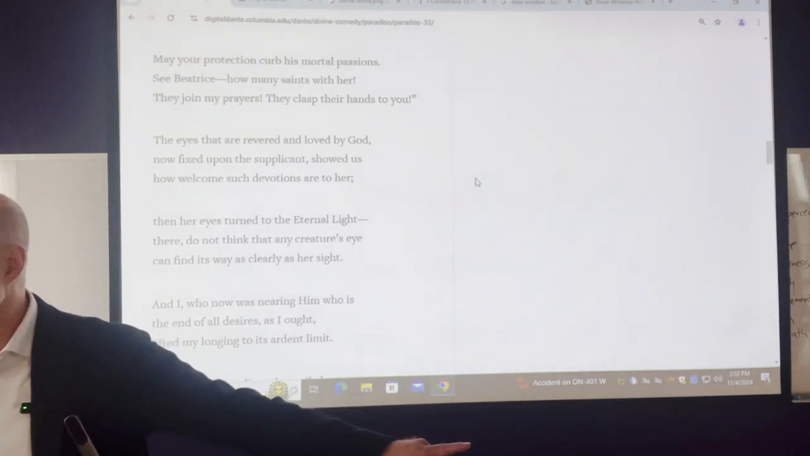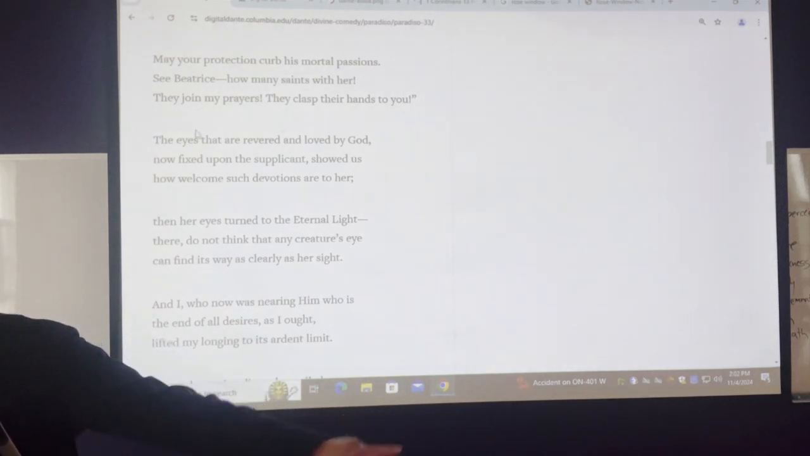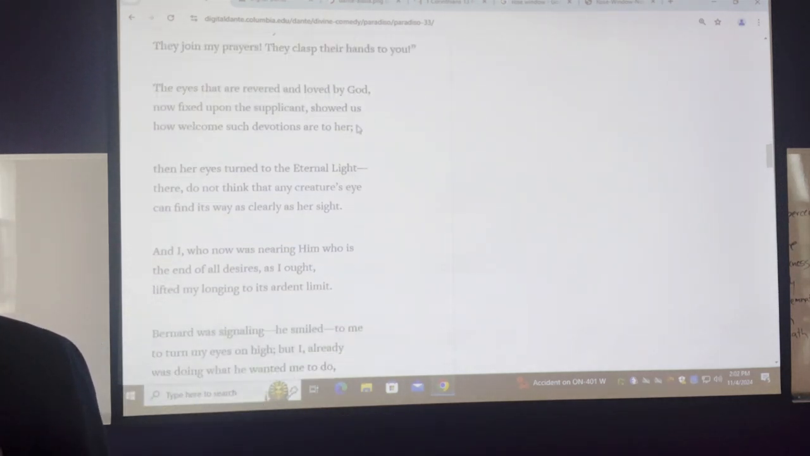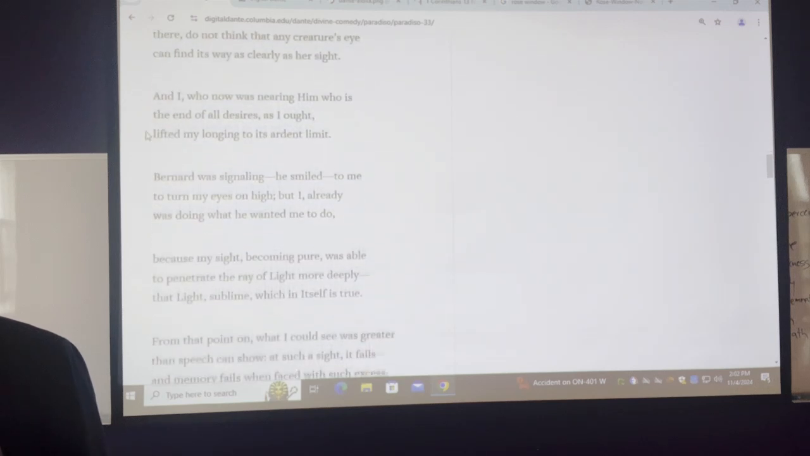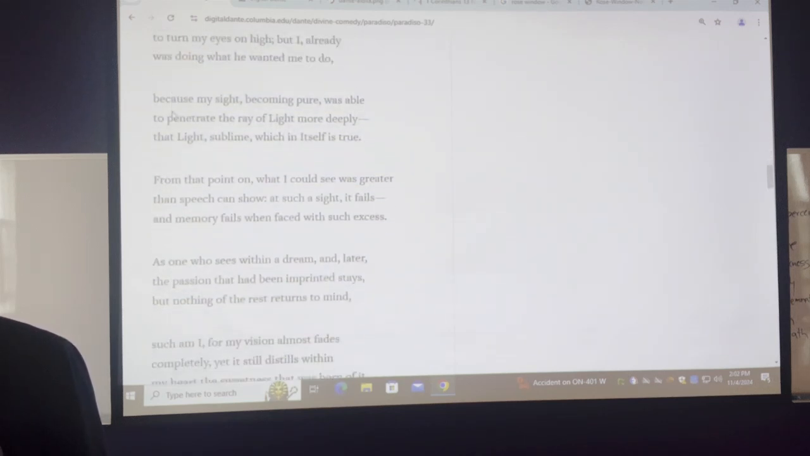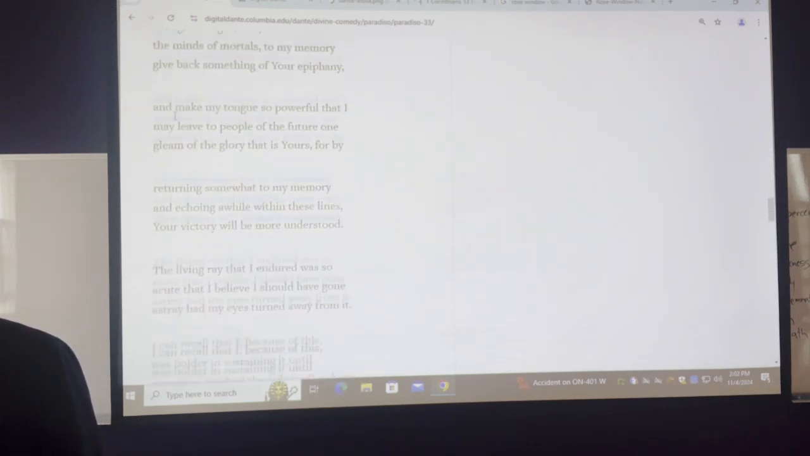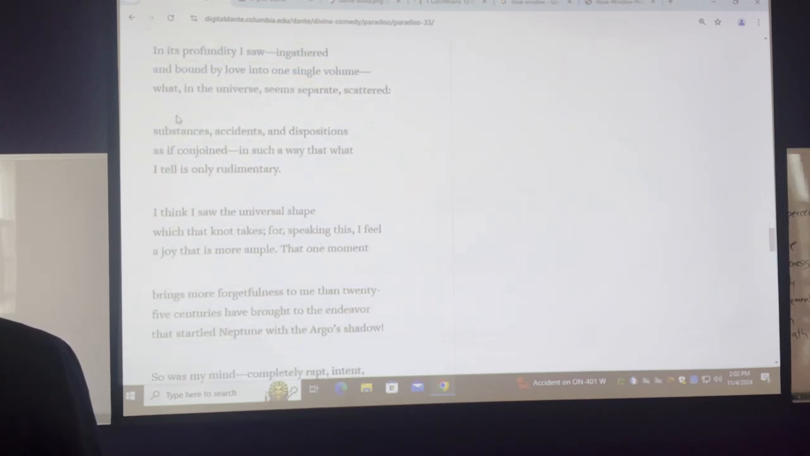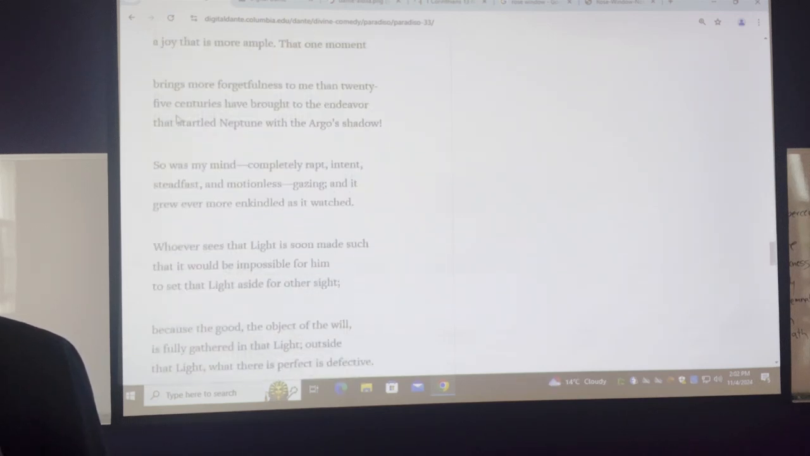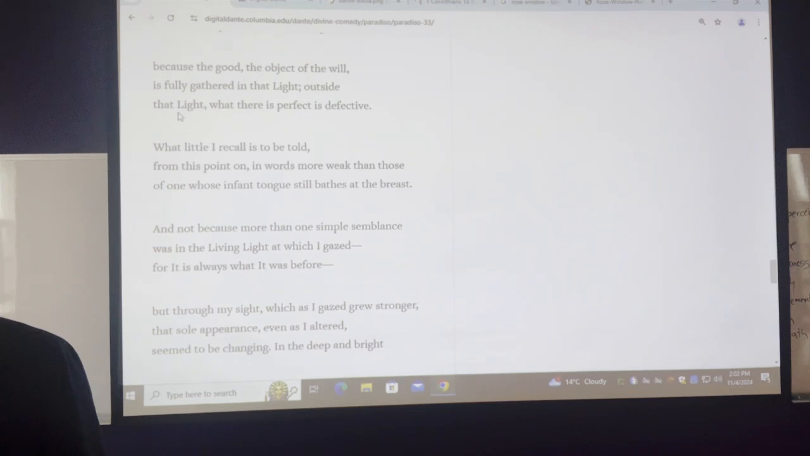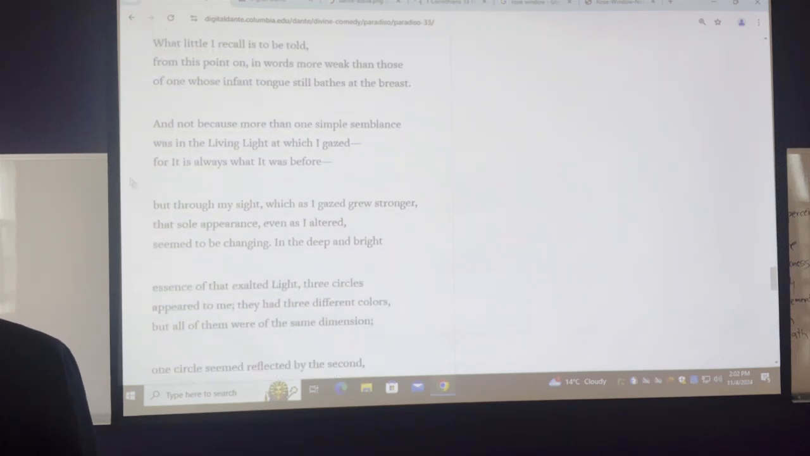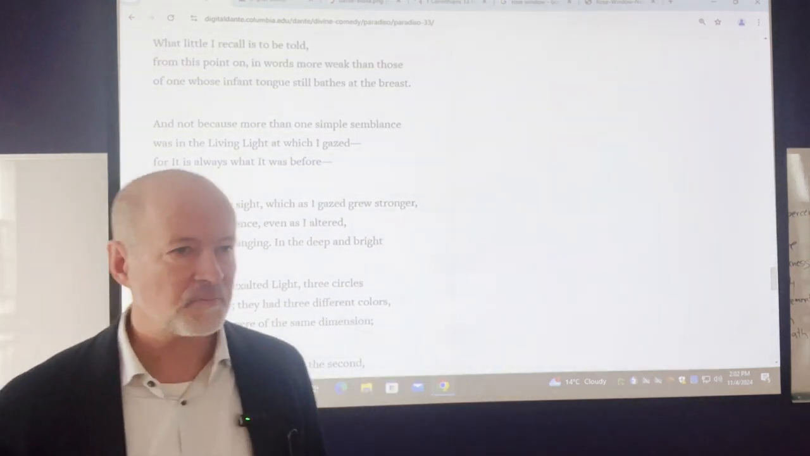See Beatrice, see how many saints with her? They join my prayers, they clasp their hands to you, and they return to her. Bernard signaling, he smiles to me. He looks onwards and upwards and inwards, and the profundity he sees is beyond his ability to articulate, really.